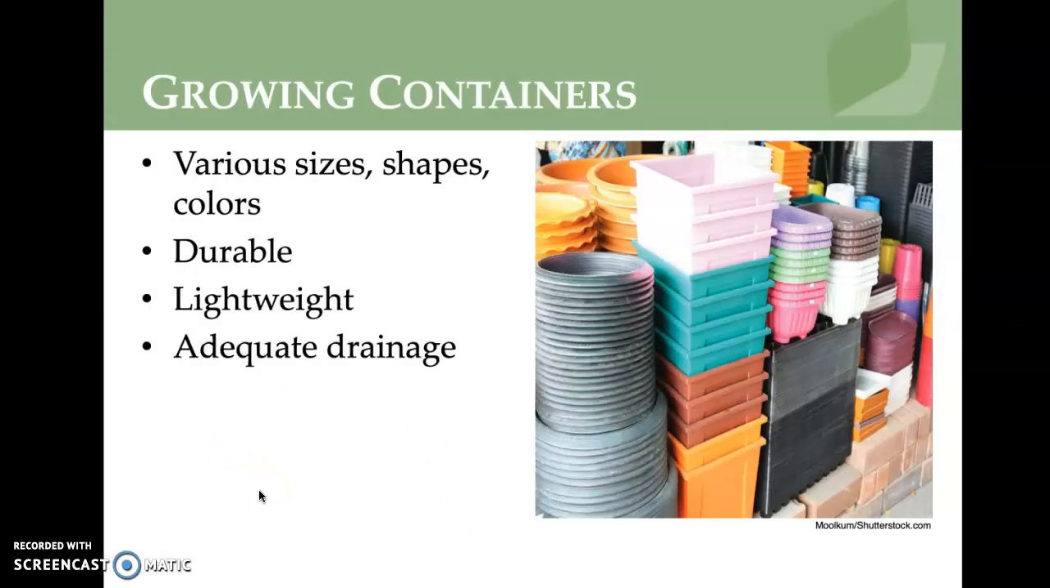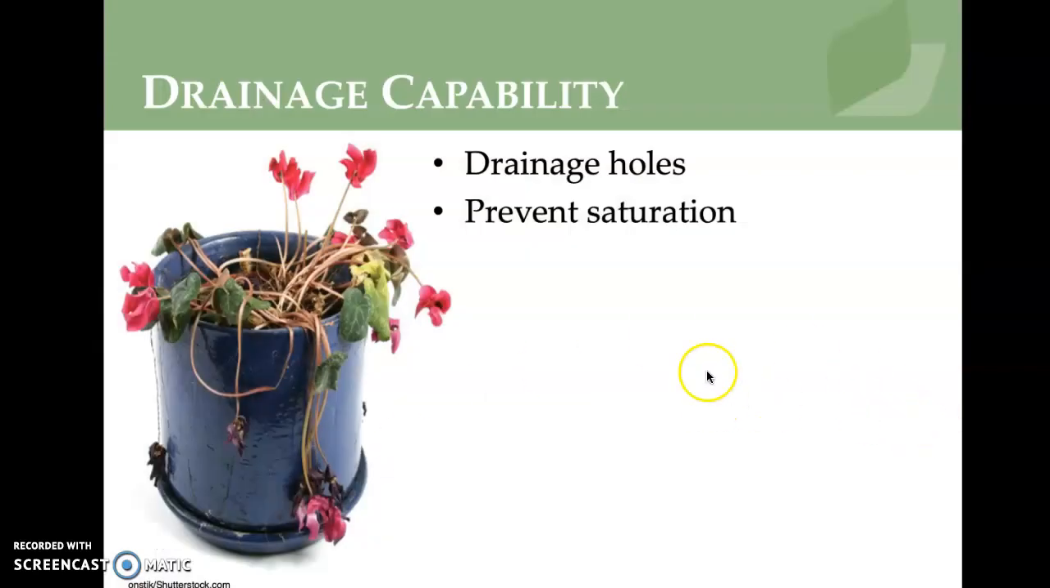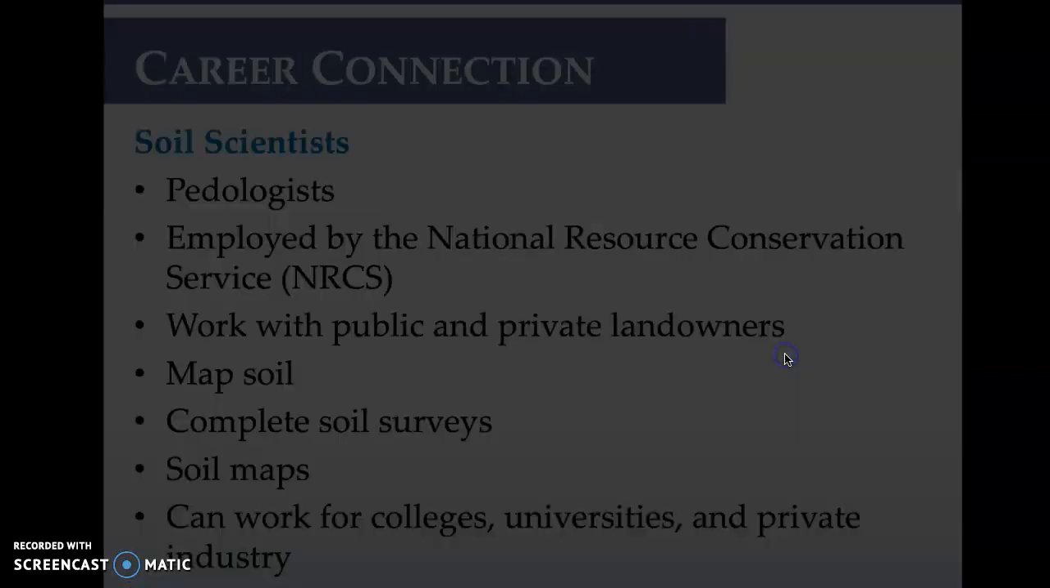Growing containers, obviously there's many different shapes, sizes. Typically we like them to be lightweight and have some drainage available for the plant. Drainage holes you're going to want so you don't have oversaturated plants. If you've ever left a potted plant outside in the rain and had to dump water off of it because it got too saturated, that's exactly what the problem is.